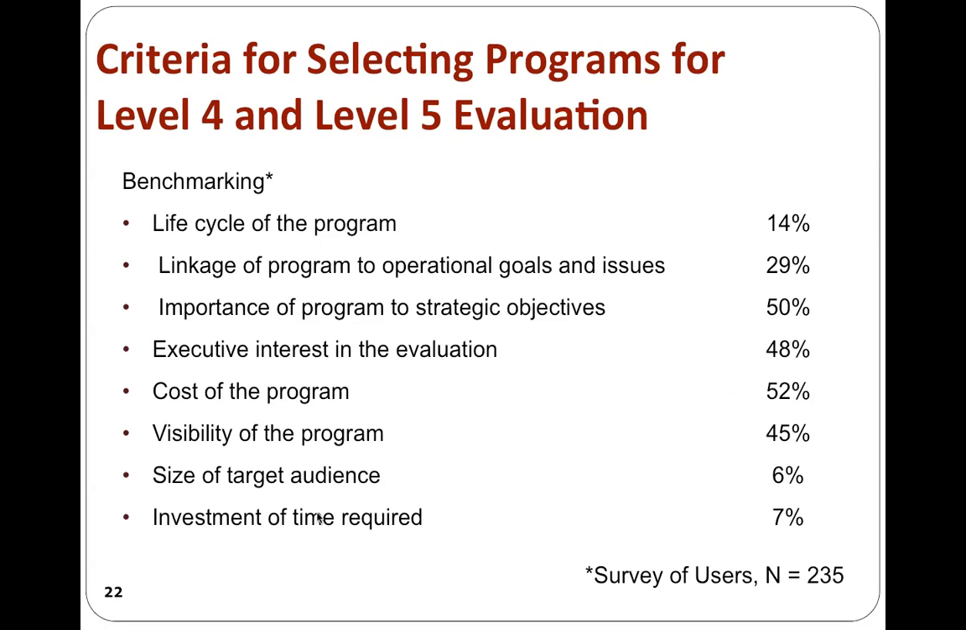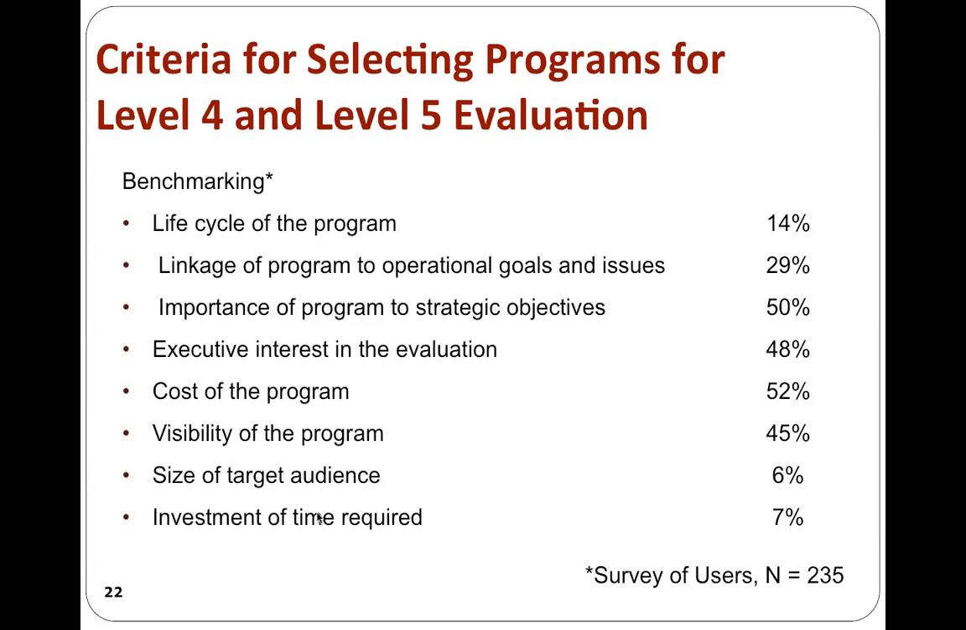And you can see the number 1 item here is the cost of the program. So very expensive programs warrant this type of analysis. Very close to that would be the importance of the program. Is it a very important product, for example? And then the third one is executive interest, and visibility is next. So those are sort of clustered together. So if it's important, it's expensive, it's highly visible, and it attracts executive interest, hey, we ought to be measuring that at level 4 and 5.